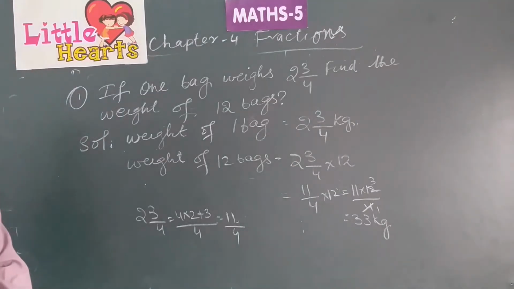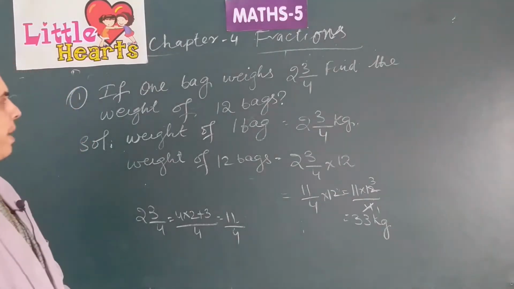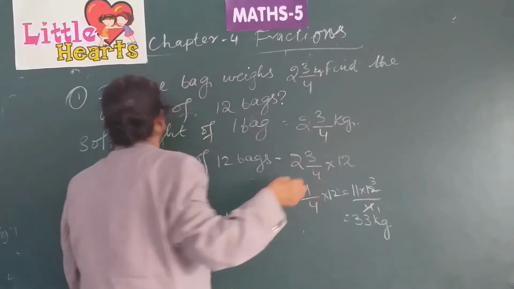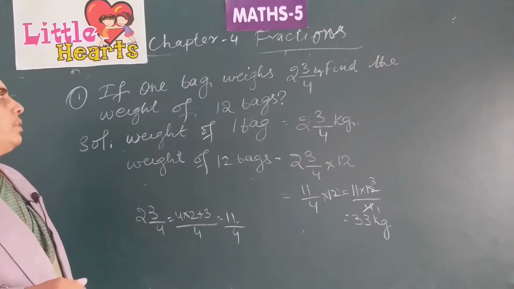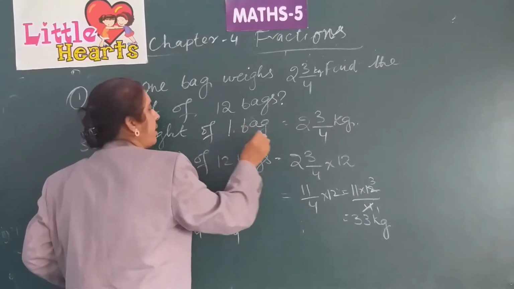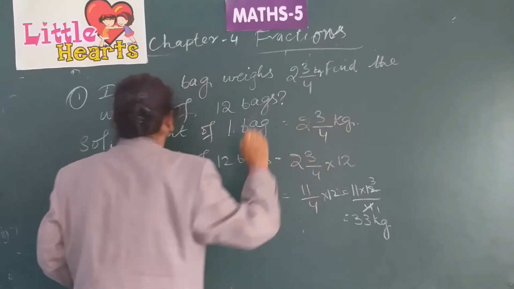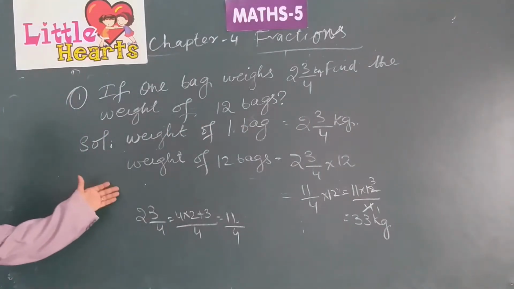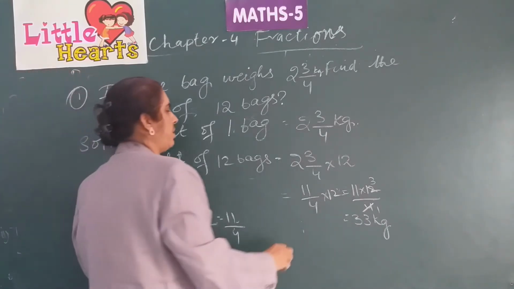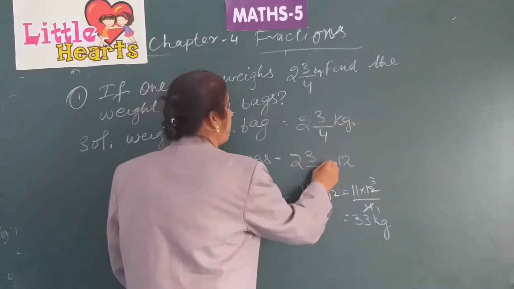Yes, let's go with the word problem now. If one bag weighs 2 3 by 4 kgs, find the weight of 12 bags. So what is given? Weight of one bag is given. Weight of one bag is equal to 2 3 by 4 kg. Weight of 12 bags we have to find out. One to many is always multiplication. So 2 3 by 4 into 12.